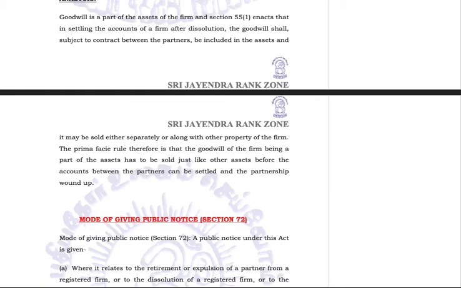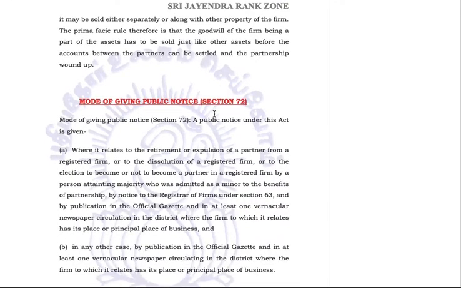If you want to settle the accounts of the firm, without the sale of the goodwill, you have to sell the goodwill as well. Okay, then only the accounts could be finally settled. Mode of giving public notice.